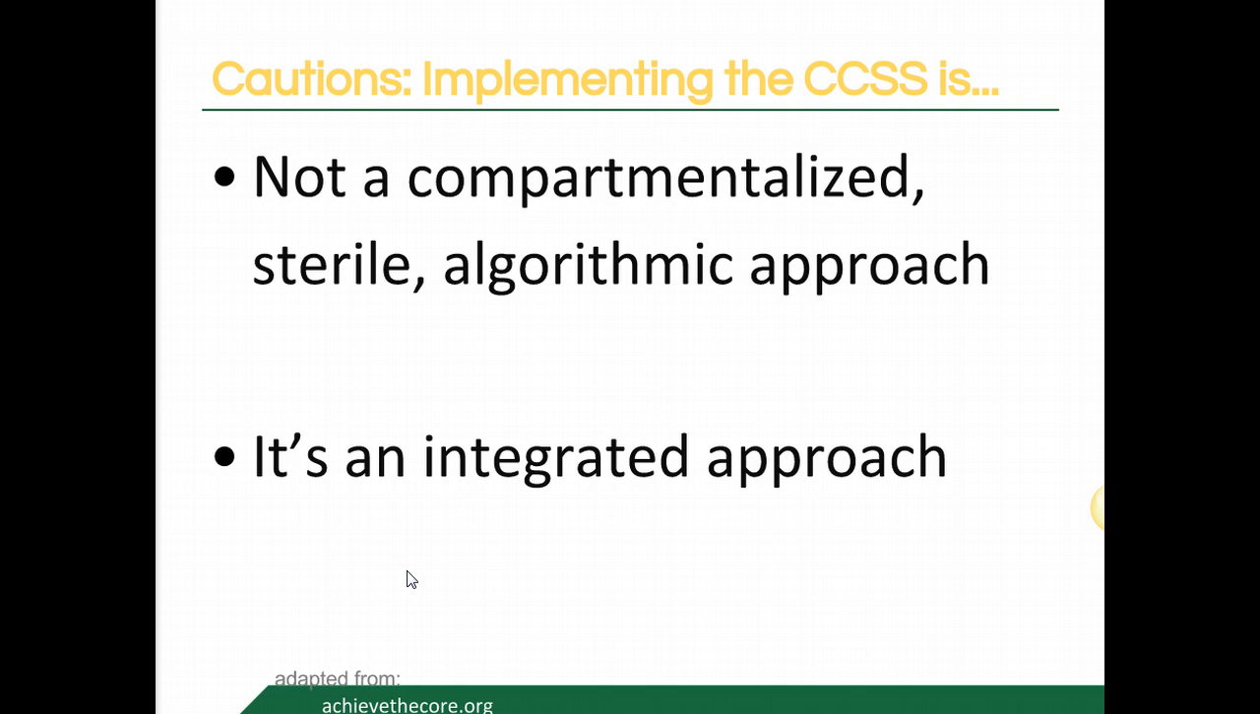One final note, when implementing Common Core, it's not a compartmentalized, sterile, algorithmic approach. Instead, it's a very integrated approach where we're weaving the best that we have and building that mathematical mind in students. Thank you.